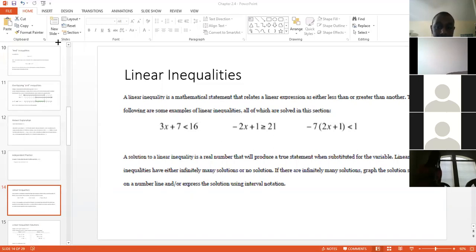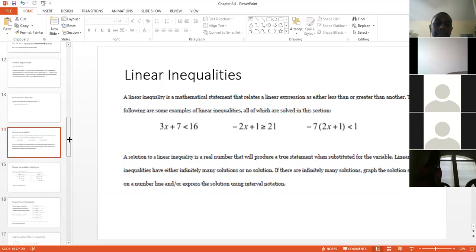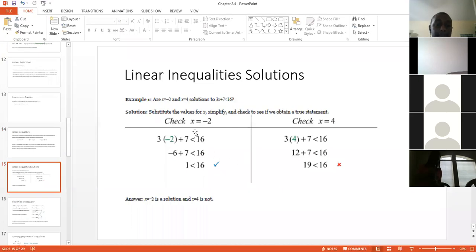So, let's see what the solution to linear inequalities looks like. Here we have a linear inequality: 3x plus 7 is less than 16.